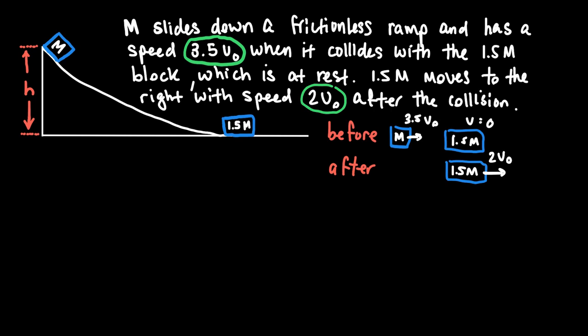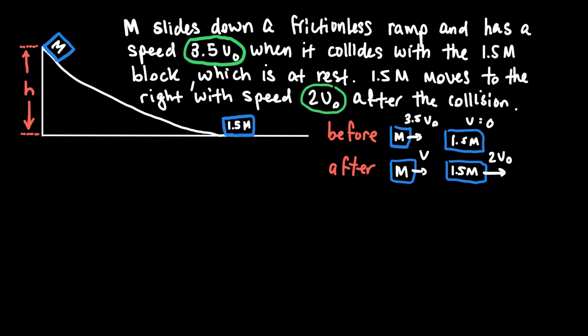And what I'd like to figure out is, after this collision has taken place, what is that final speed? I'm going to call it just v. What is the final speed of that block with mass m? Okay, so this is the thing that I'm trying to figure out.